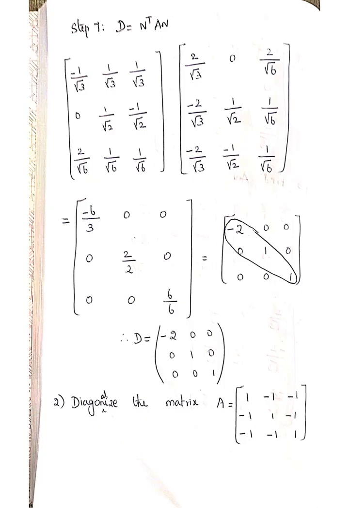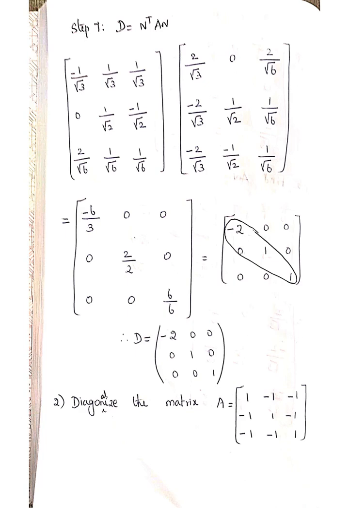Diagonalize the matrix capital A equal to 1 minus 1 minus 1, minus 1 1 minus 1, minus 1 minus 1 1. We again have a 3 by 3 matrix. Now we have to check whether this matrix is symmetric or non-symmetric. If it is non-symmetric, the procedure does not apply. If it is symmetric, proceed the same way. Step 1: check that the matrix is symmetric.